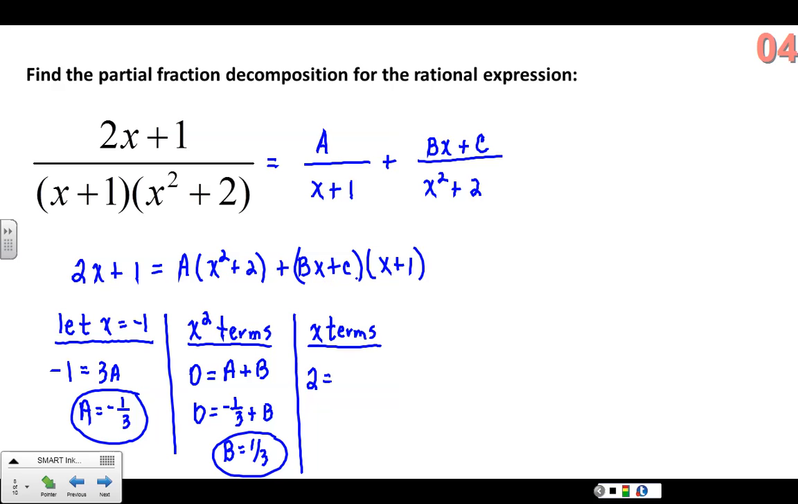Over here, I would have Bx squared plus Bx, so B, plus Cx, so plus C, and then that's not got an x, so it's just B plus C equals 2. So 2 equals 1/3 plus C. If I subtract 1/3 from both sides, I would get 5/3. So C is equal to 5/3.